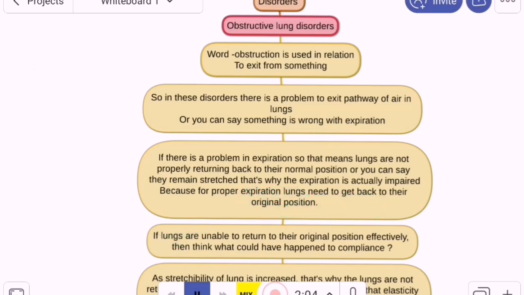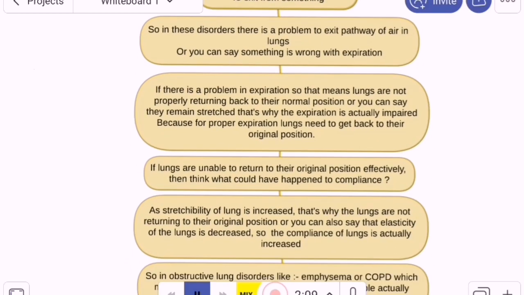If the lungs are unable to return to their original position effectively, then think what could have happened to the compliance. Now think this. The lungs are now in their stretched position. They're not getting back to their original position. And we already know, and I already told you, that expiration is based on the property of elasticity of the lungs. That means the elasticity of the lungs is now decreased. Now, if the elasticity is decreased, the stretchability is increased, what could have happened to the compliance?